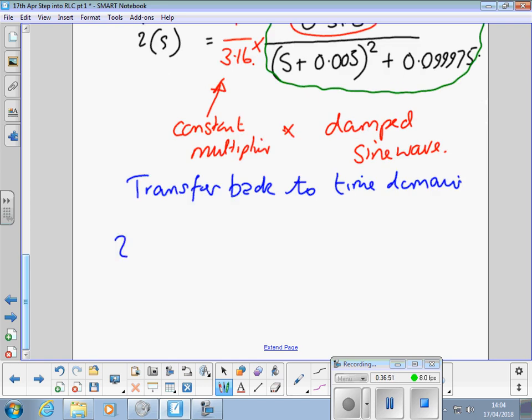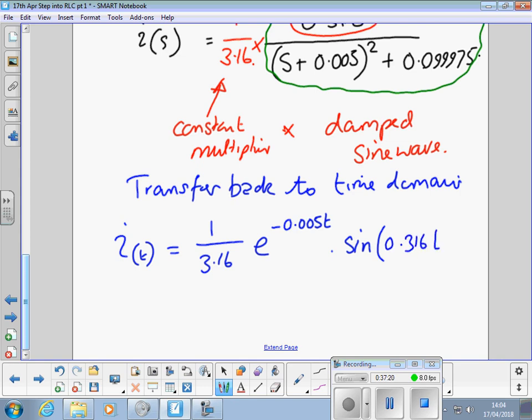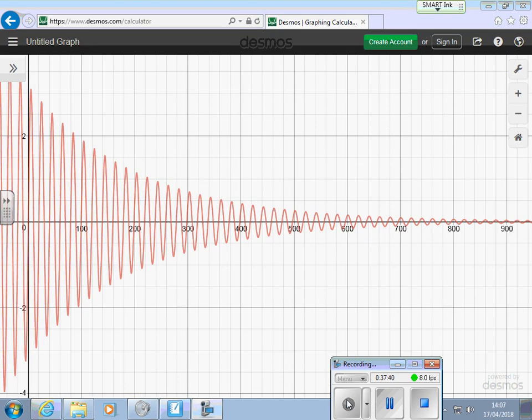So we can go I of t, I at time t is equal to 1 over 3.16 times e to the minus a t times sine omega t. The difference from steady state is quite considerable.